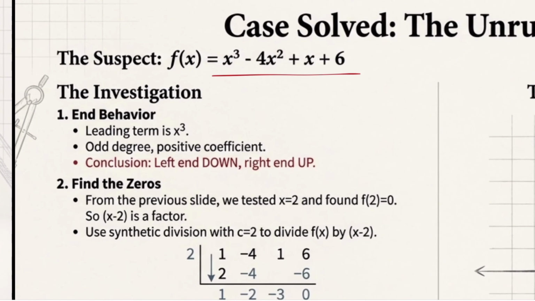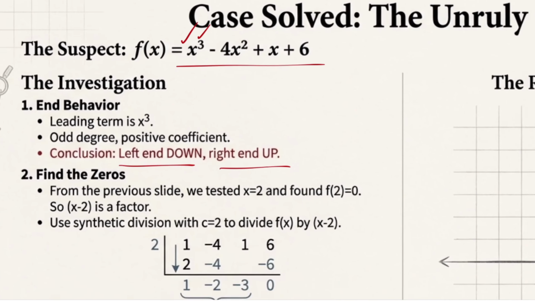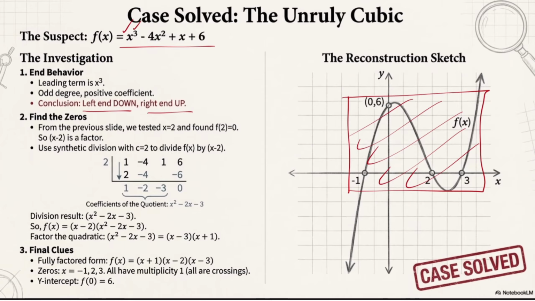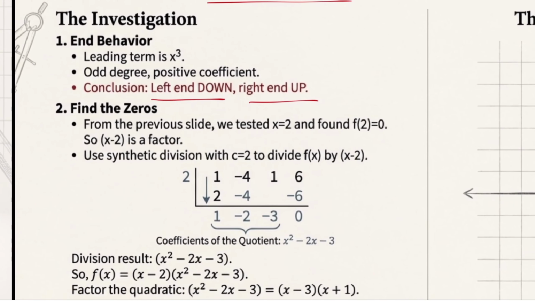You see that the degree is 3. It's odd, and the leading coefficient is 1. So I know for a fact the left goes down and the right again goes up. I don't know anything about the middle part. This guy is just like a black box to me. But I know left goes down and right goes up. This is a fact. After that, I have to find the zeros.